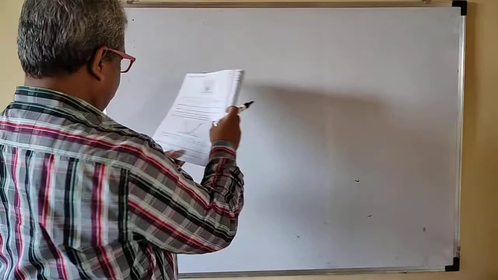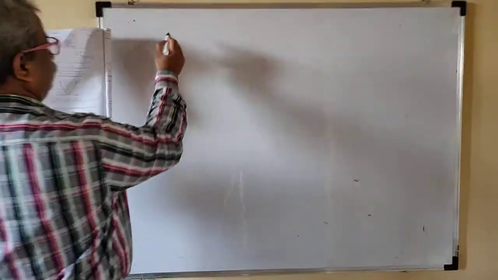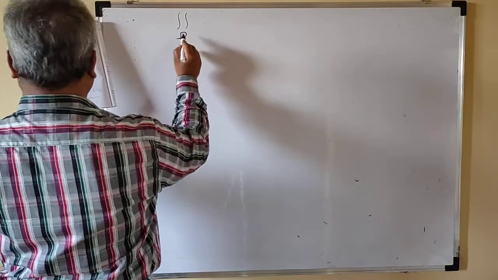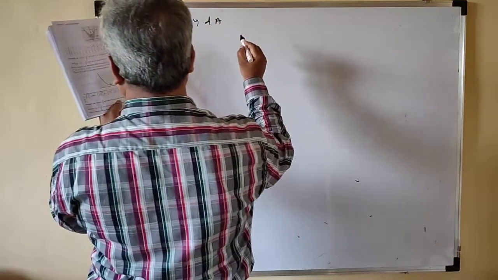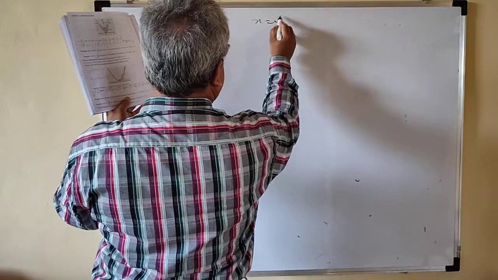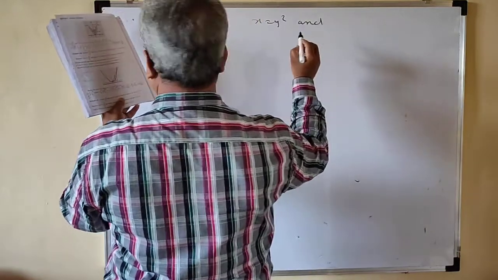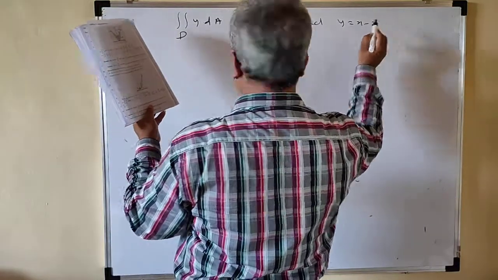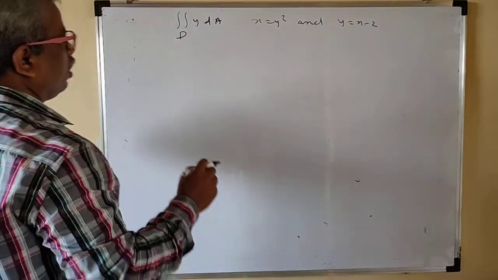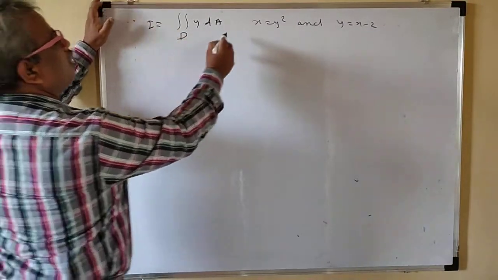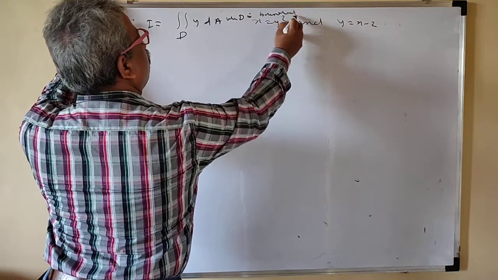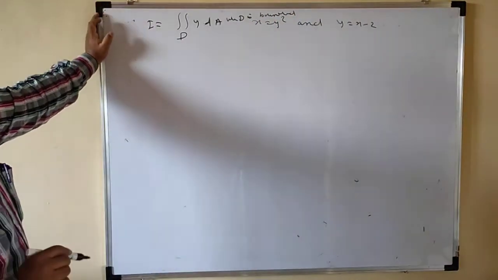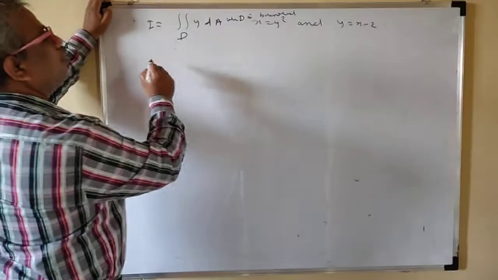We take the next problem. Evaluate the double integral over D of y dA, where D is bounded by x is equal to y square and y is equal to x minus 2. Okay, so now we will solve this.